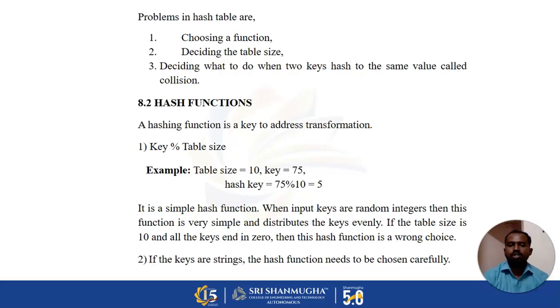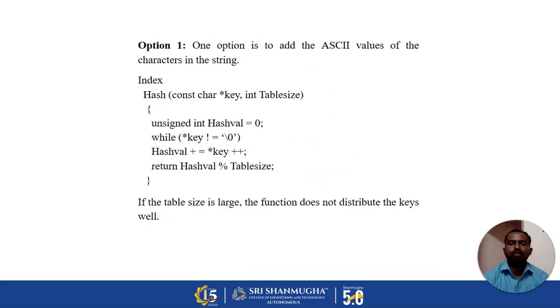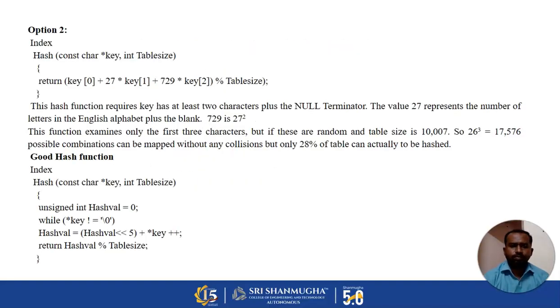If the keys are strings, the hash function needs to be chosen carefully. One option is to add the ASCII values of the characters in the string: Hash(const char *key, int tablesize). If the table size is large, the function does not distribute the keys well. Next, this hash function requires the key has at least 2 characters plus the null terminator. The value 27 represents the number of letters in the English alphabet plus the blank, and 729 is 27 squared.